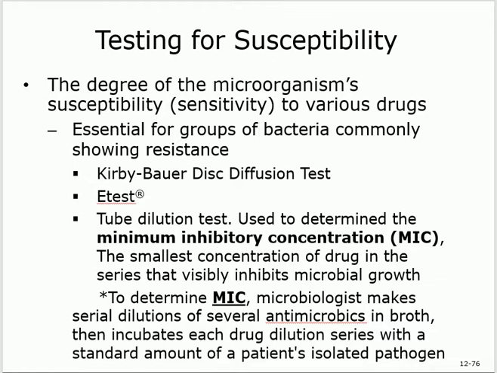How to know? Three different ways. Number one, Kirby-Bauer disc diffusion test. Number two is E-test. Number three is tube dilution test. Okay? What are these doing? Testing the sensitivity. What do you mean? It's telling me if this organism is sensitive or resistant. Is that clear? This is the use of all these things.